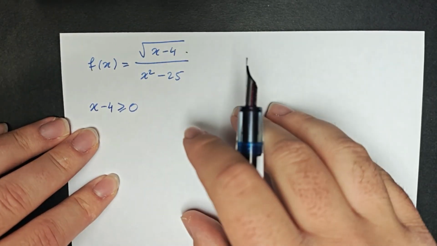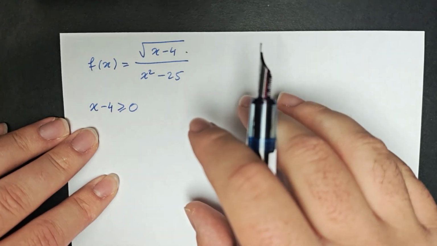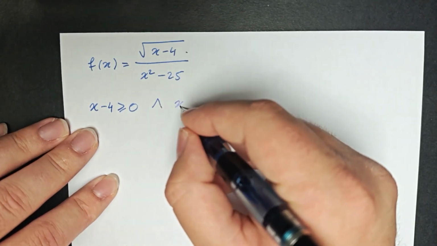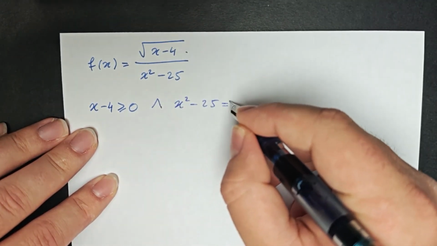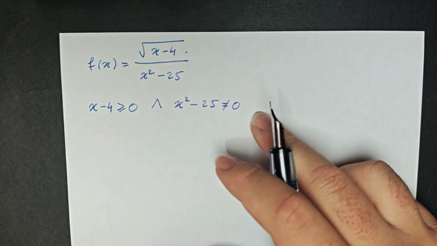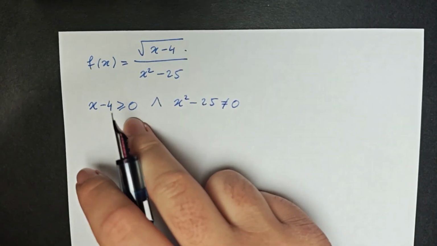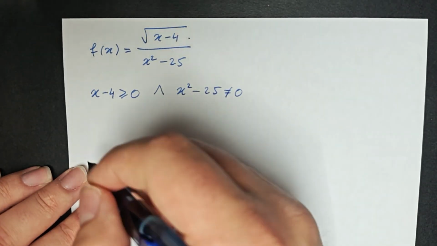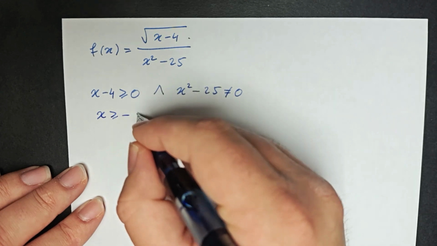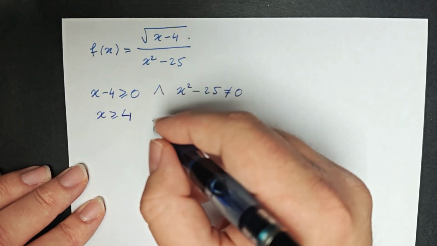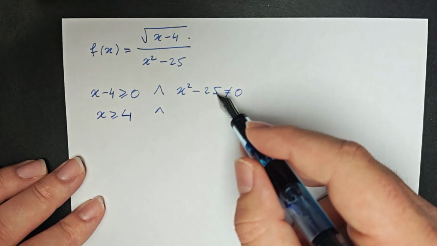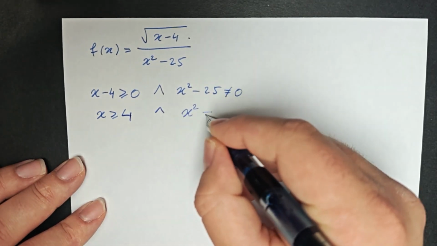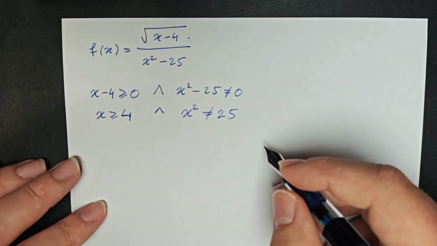We know that division by 0 is not allowed, so the denominator of our fraction has to be different from 0. And that means that x squared minus 25 has to be different than 0. So we have the conjunction of these two conditions. The first condition is equivalent to x being larger or equal to number 4, and the second condition, x squared minus 25 is different than 0, means that x squared has to be different from 25.